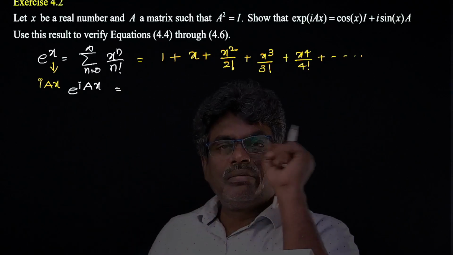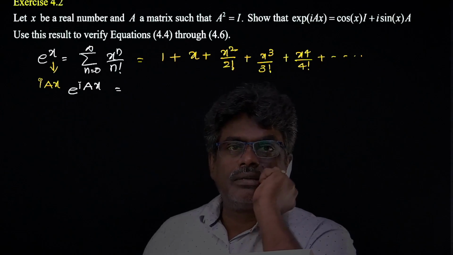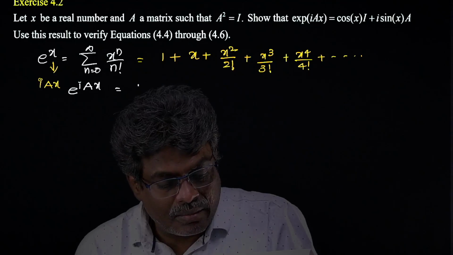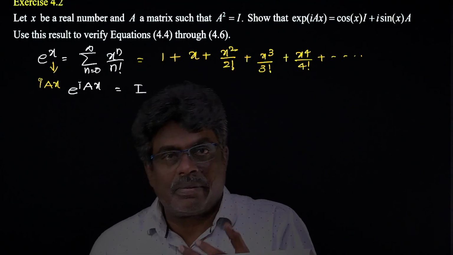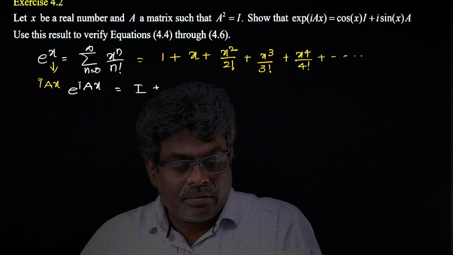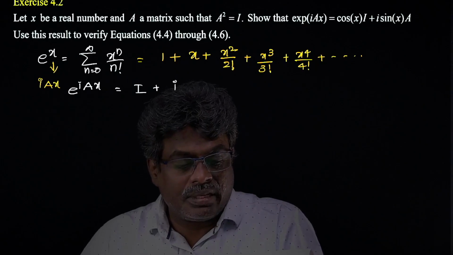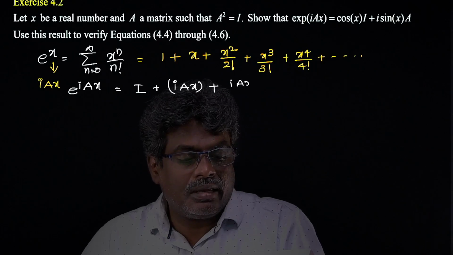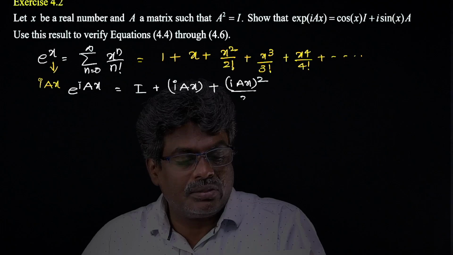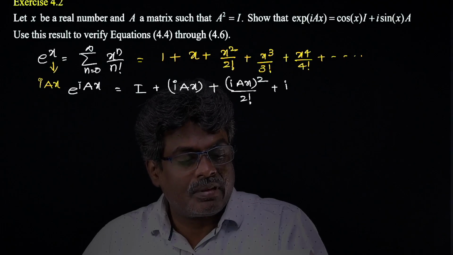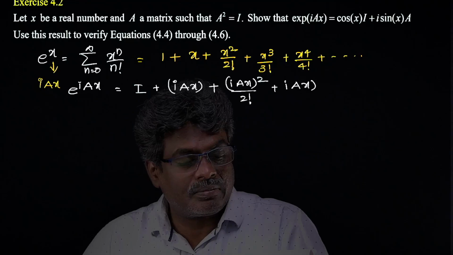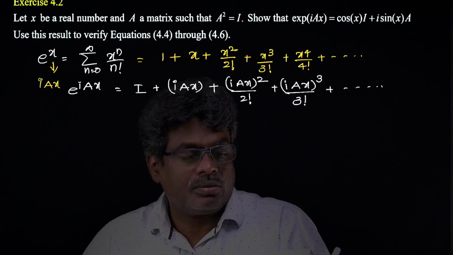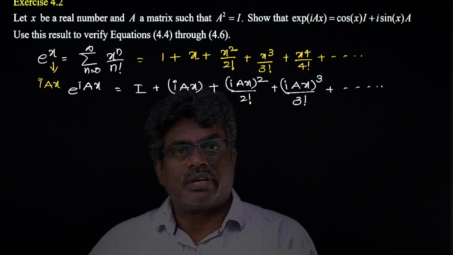and one more thing you have to remember, whenever there is an operator or matrix in that expansion, this 1 is nothing but I, which is the identity matrix or identity operator. Just substitute the x value, that is 1 plus iax plus iax whole square by 2 factorial. Let me substitute. If you want to write a few more terms, you can write.